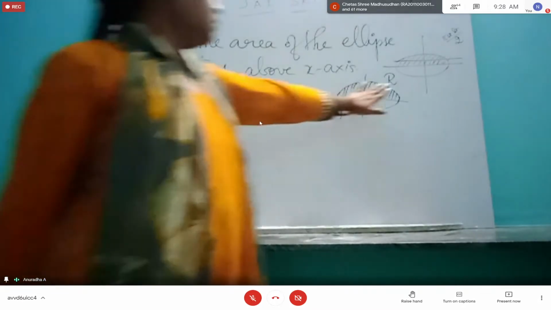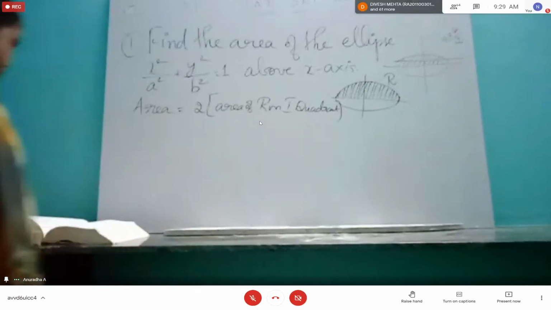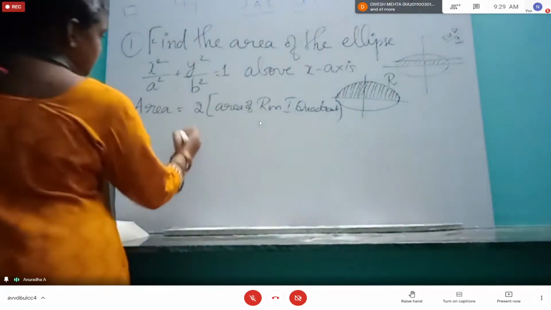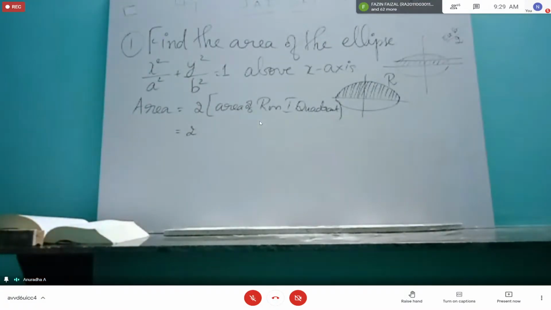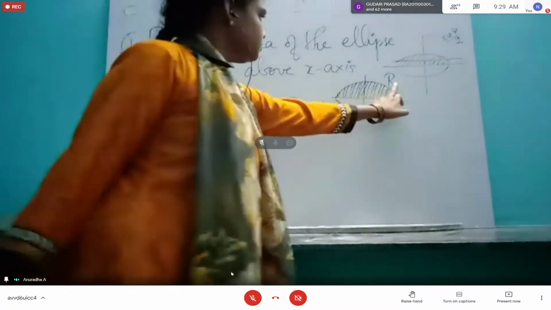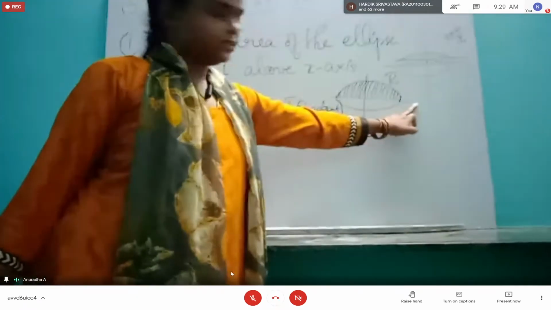So for the region R, we are going to compute the area only in the first quadrant and multiply by 2. So now we have to see what is written over there. Area of ellipse. Below that, area equals 2 in brackets area of R in the first quadrant.